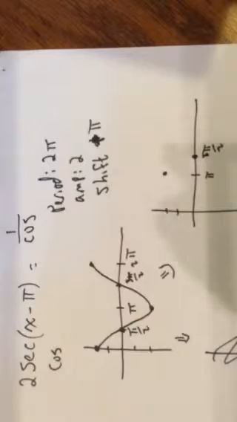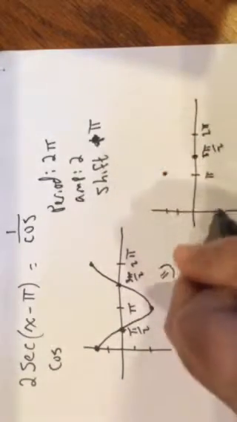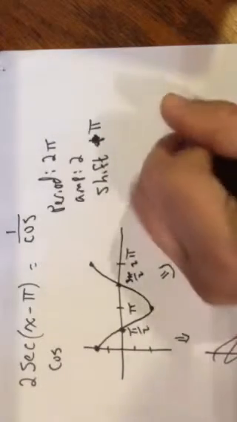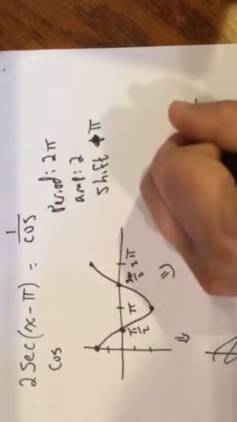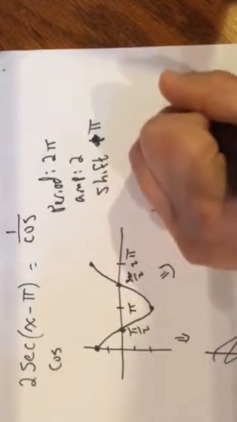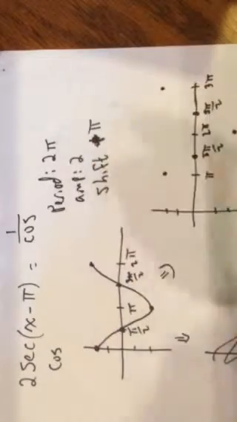That's where it's going to get to 0. If I add pi to pi, that's 2 pi. That's where it's going to get my lowest at negative 2. If I add pi to 3 pi over 2, that's 5 pi over 2. That's going to get up to 0 again. And if I add pi to 2 pi, I get 3 pi. So that's where it would get up to the highest again.